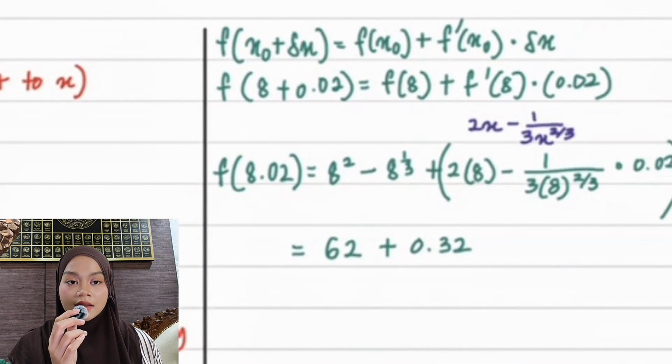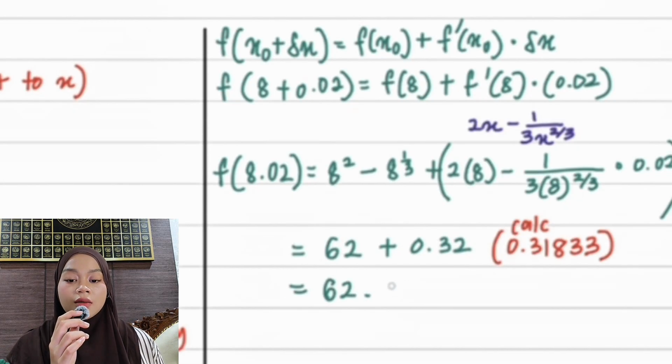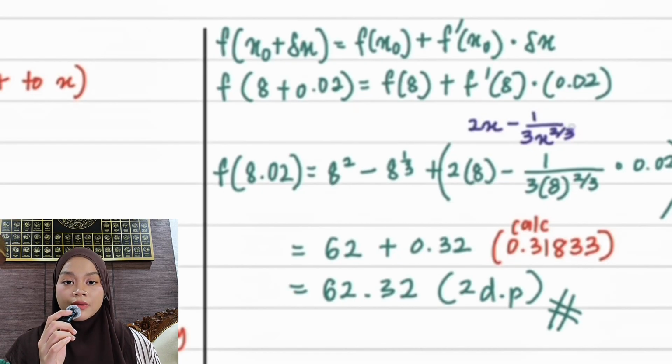Actually, the answer the calculator gives is 62.31833. But because the question asks for 2 decimal places, we're just going to take it until 62.32. Final answer, you will get 62.32.